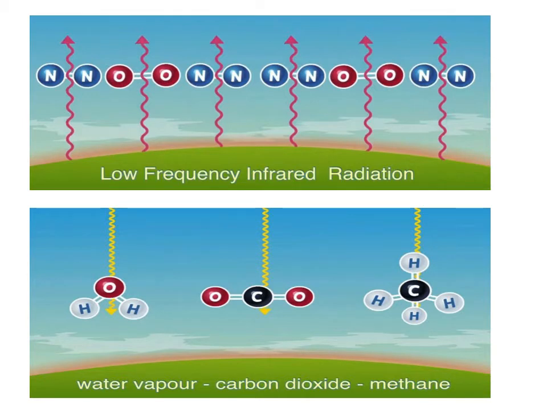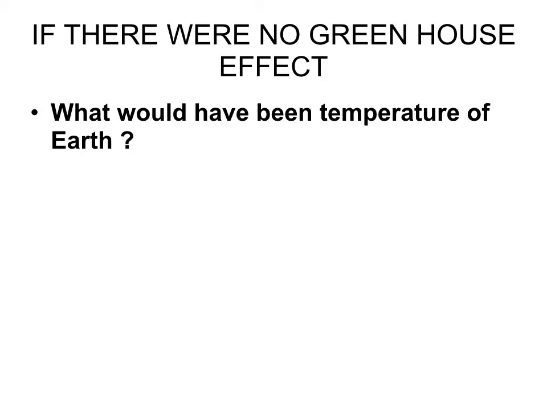The Earth emits low frequency infrared radiation, because Earth's temperature is much lower than the sun's temperature. Depending upon the temperature, the radiations are emitted. Since the sun is at a very high temperature, its radiation will be ultraviolet, short range. But Earth is at a lower temperature, so its radiation will be infrared, mostly heat waves. These are trapped by water vapor, carbon dioxide and methane, which are greenhouse gases, and they prevent this from going out. But if there is no greenhouse effect at all, what will happen?